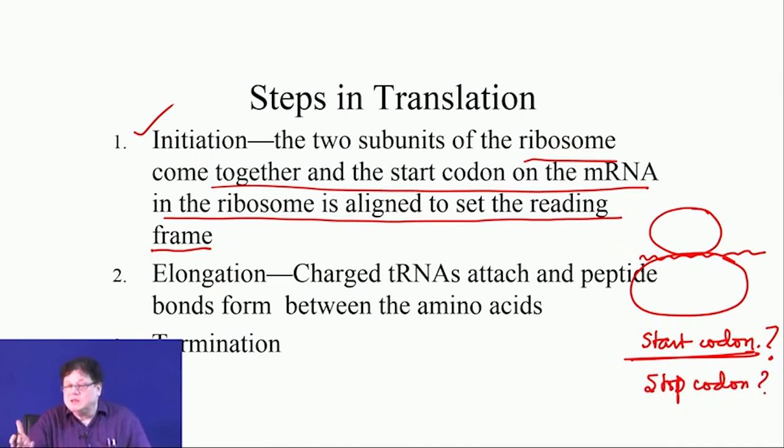We already know that there are three codons which are stop codons. So, stop codon is not a problem. What is a start codon? Suppose this is a start codon, we'll go back and then we'll tell what is the start codon. But this is a particular codon, suppose this is the start codon. So, the protein synthesis now starts.